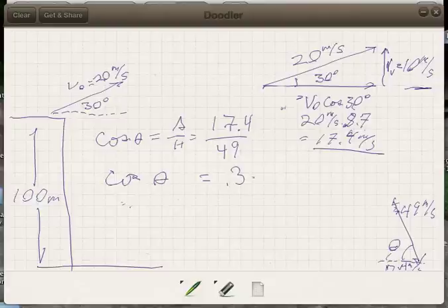So we need the angle, the cosine of which is 0.3. Now there's a number of ways we could do this. One is to remember what cosine looks like. Right, cosine looks like this.